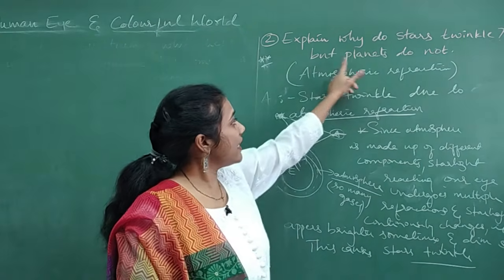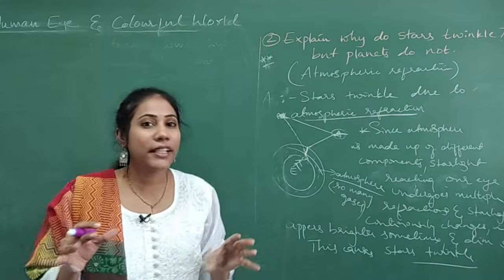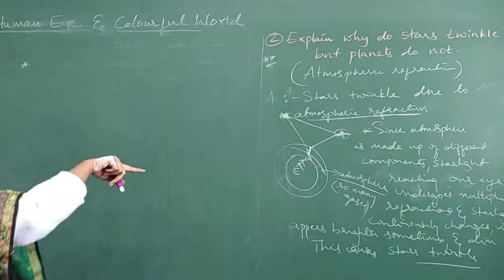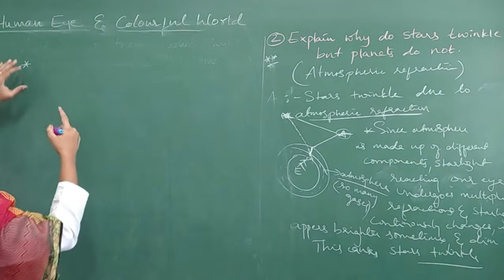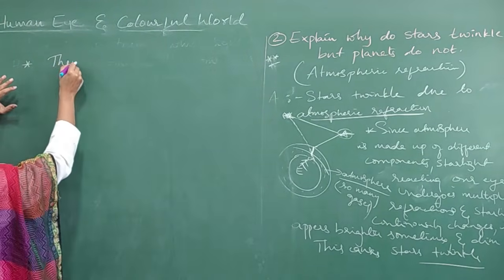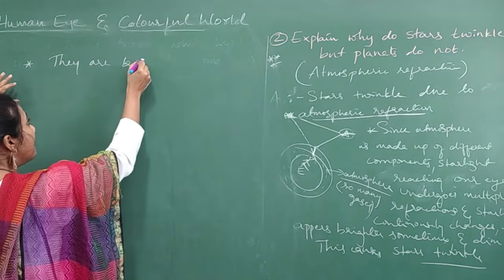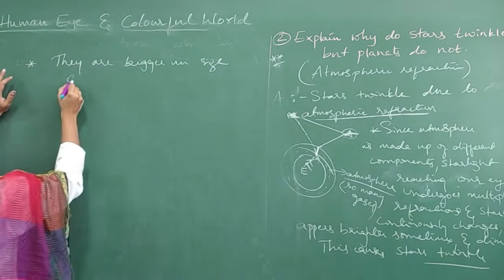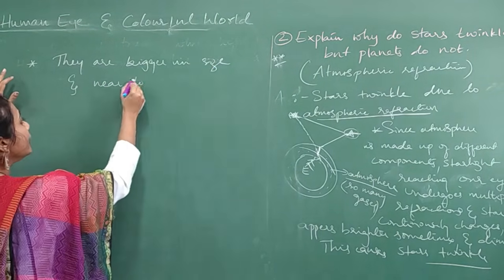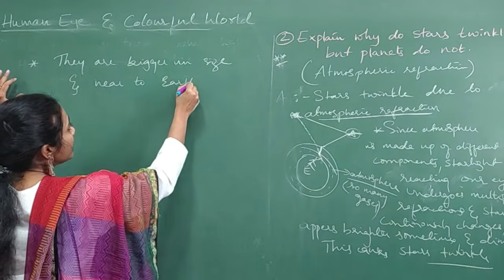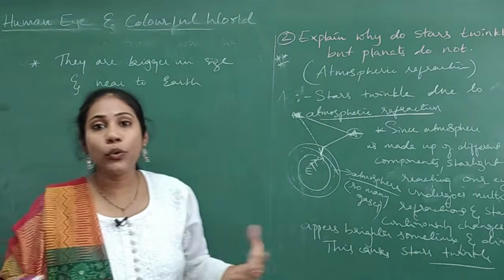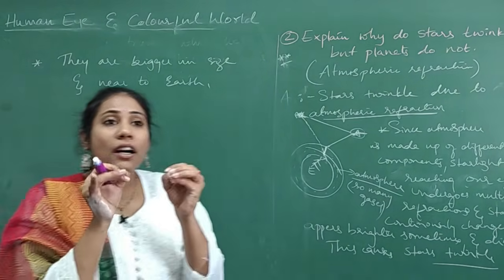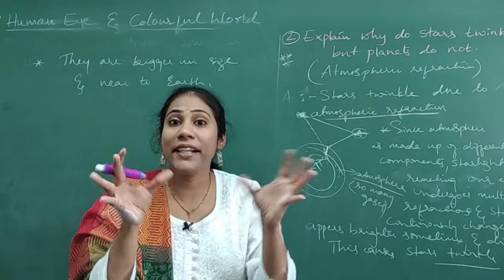Now one more question is there, why do planets do not twinkle? Okay, so the reason is, say I'm writing answer for the second question, why do planets do not twinkle? Planets do not twinkle because they are bigger in size. They are bigger in size. Okay, and they are near to Earth. Compared to stars, the planets are near to Earth. And planet is nothing but a collection of so many small point sources.